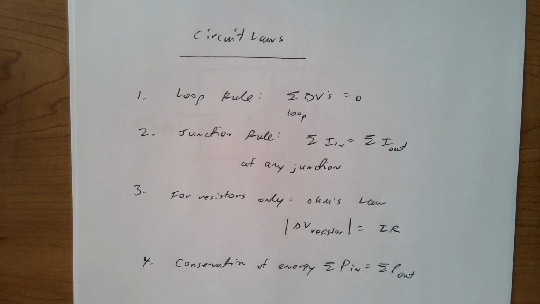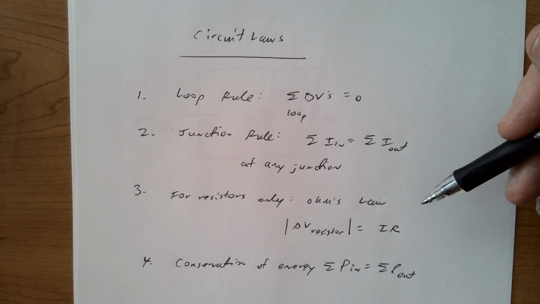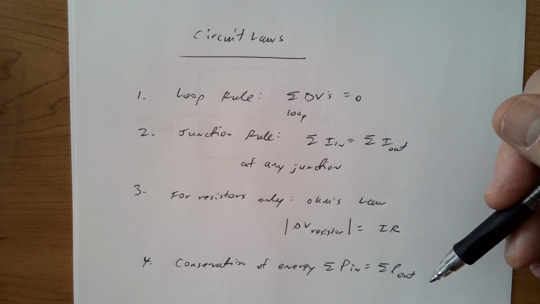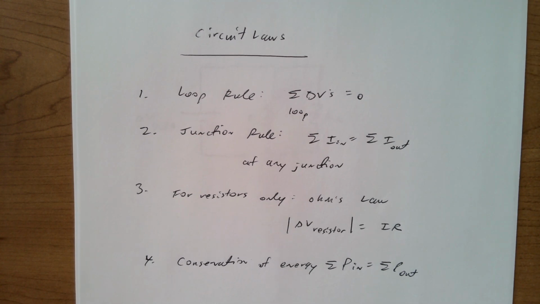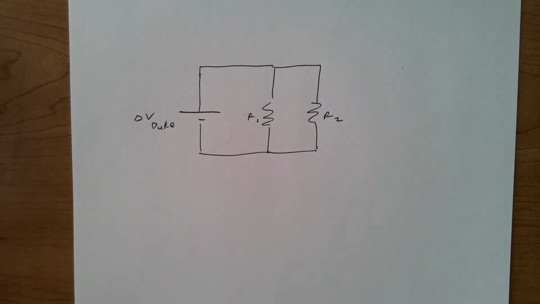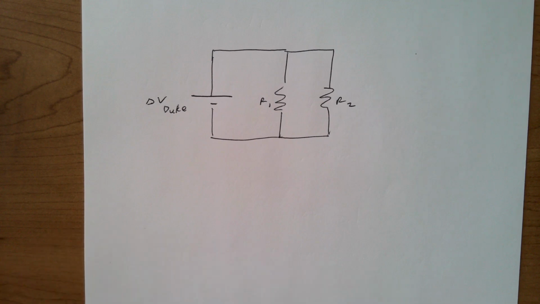Alright, this video is going to show an example solution to a problem involving simple circuits. Keep in mind, when we're solving circuits problems, we need to start our solution with any of the four basic circuit laws that we've learned: loop rule, junction rule, Ohm's law for resistors, and then the conservation of energy rule.